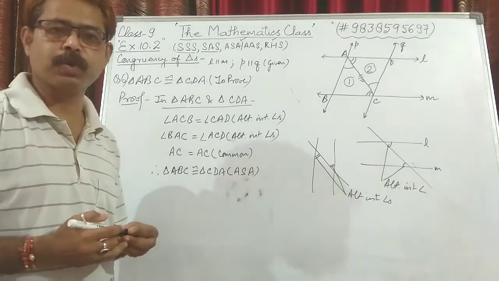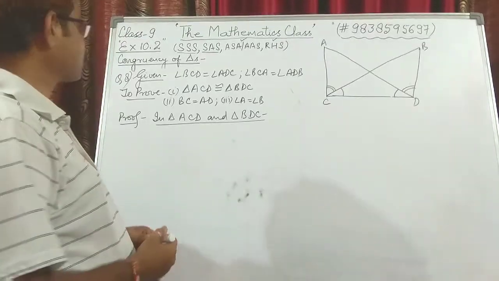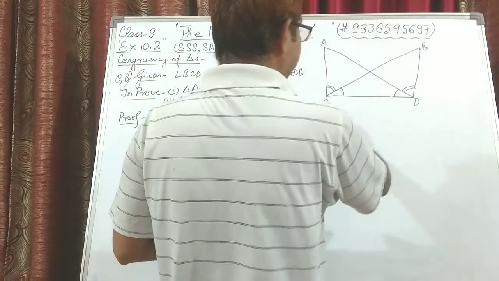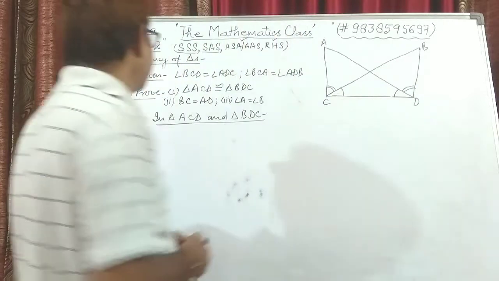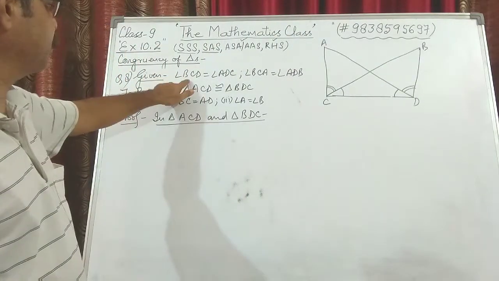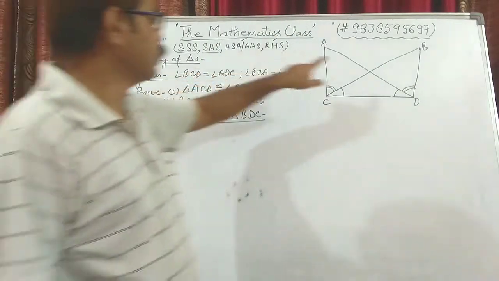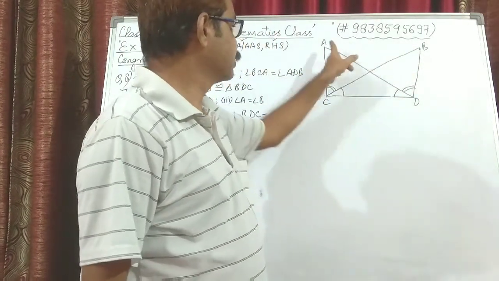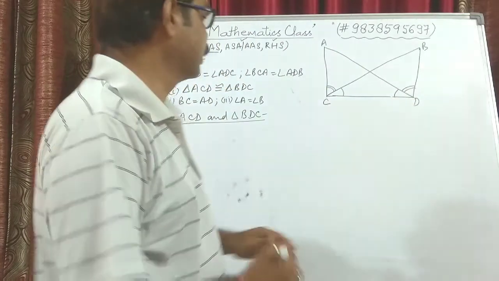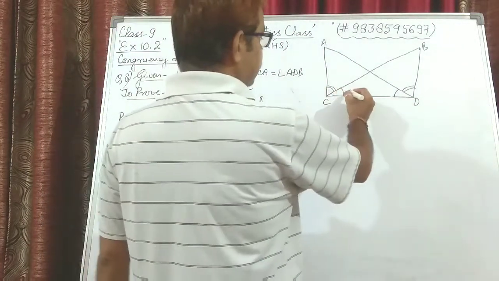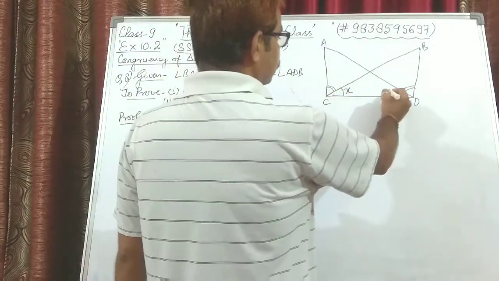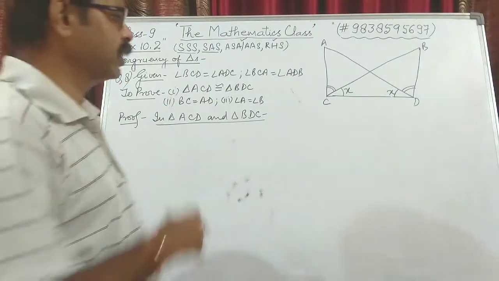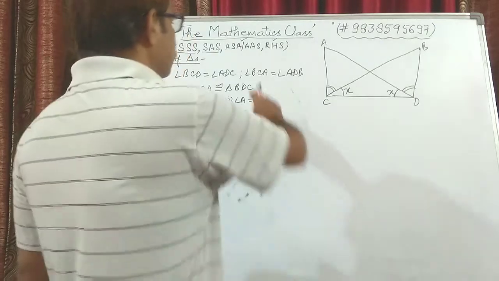Now we move on to question number 8. In question number 8, there is a diagram given, ACDB, and they say angle BCD is equal to angle ADC. Let us say this angle is X, so this also will be X, since both these angles are equal. That is up to you, whether you write it or you don't write it, it hardly matters.